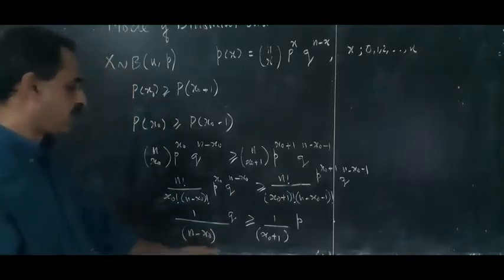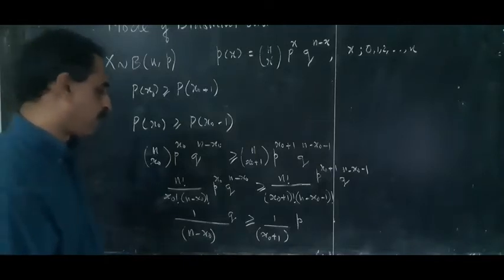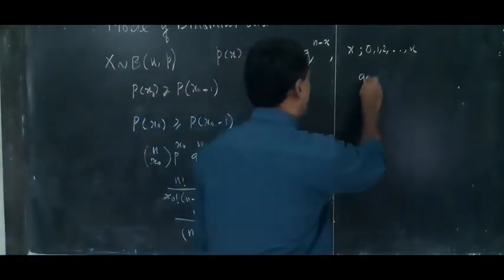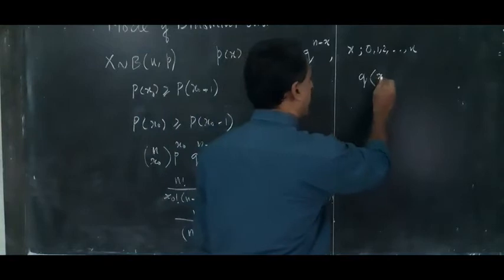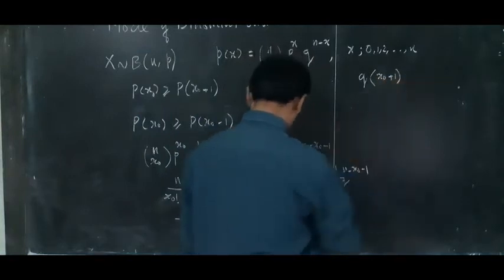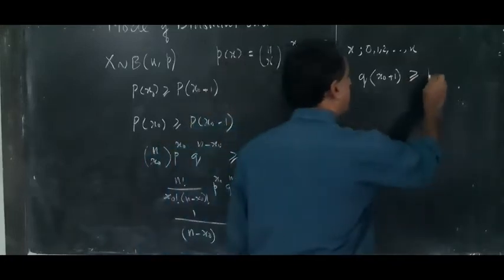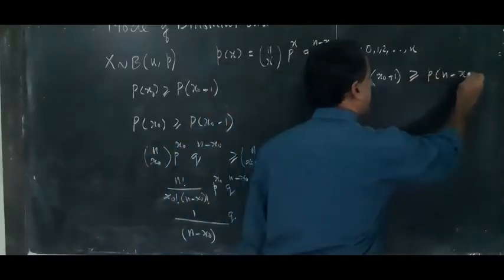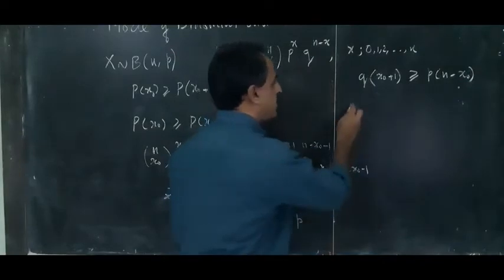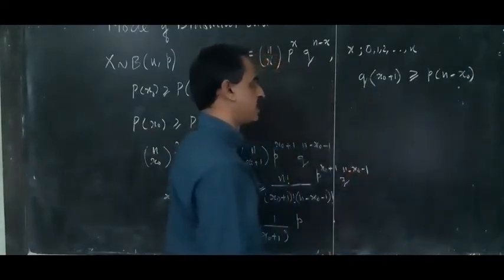Further, we can simplify this by cross multiplication. So q into x0 plus 1 is greater than or equal to p into n minus x0. That is, q can be considered as 1 minus p.